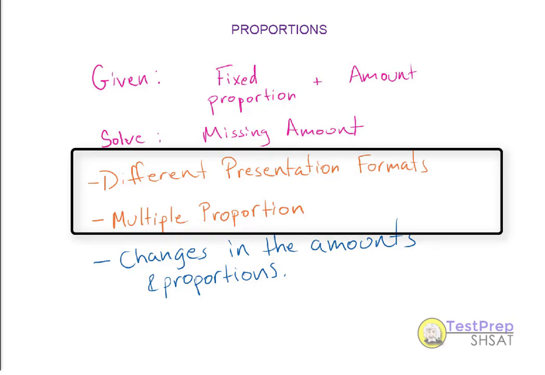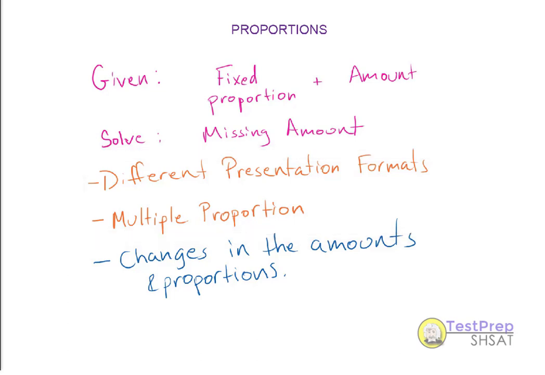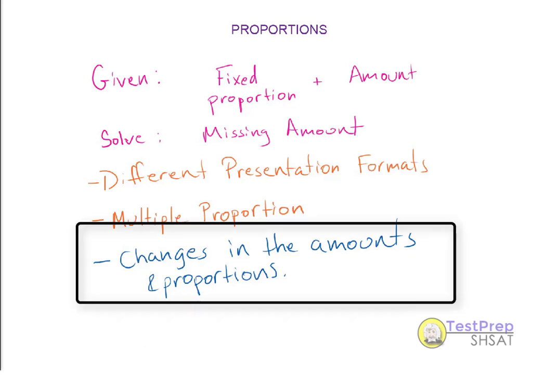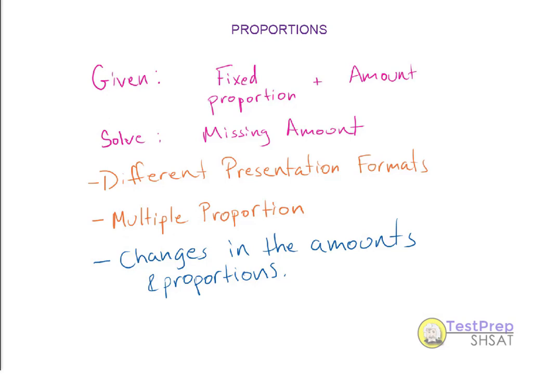We learned how to deal with different presentation formats for that problem, and then we added the complexity of having multiple proportions. The approach was largely the same, always finding missing amounts and solving for those unknowns. Last but not least, we learned how to organize our information to handle changes in the amounts and find any final proportions or final amounts given the final proportions. In short, this same framework can be applied to most proportion problems on the exam.